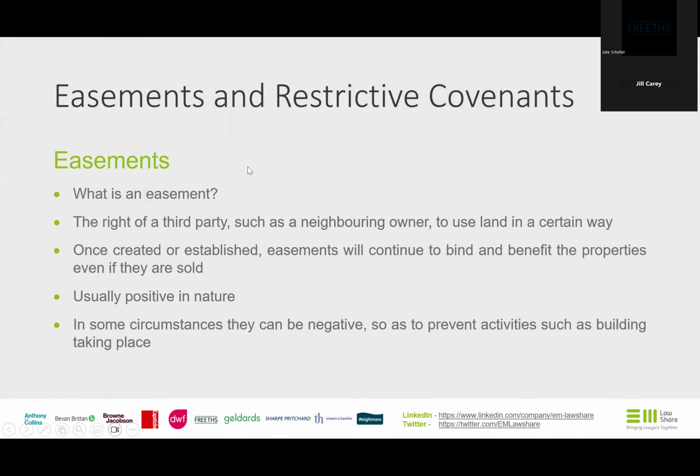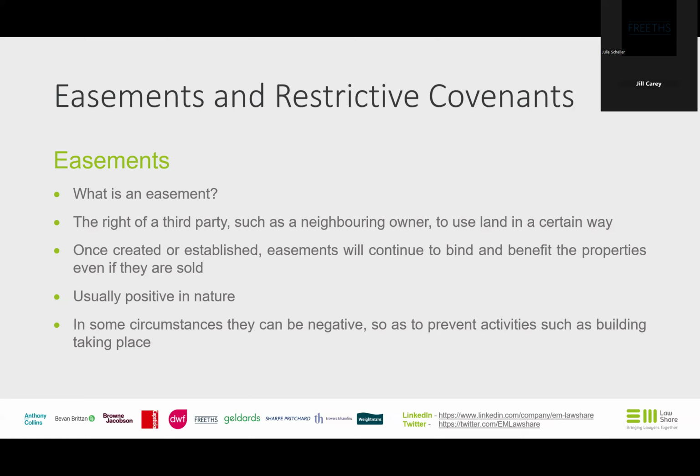So, starting with easements, what does that word mean? It is a rather archaic sounding word. What it basically means is third party rights. So, it's the rights that somebody else might have over your land. It might be a neighbouring owner who has got used to using your driveway, or it might be people dog walking over land that's in private ownership, or something along those lines.